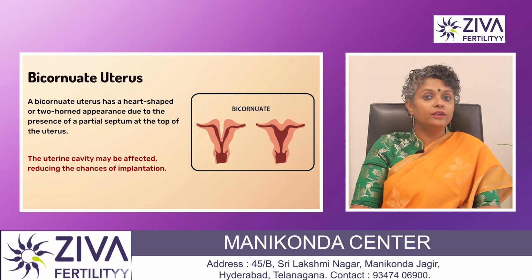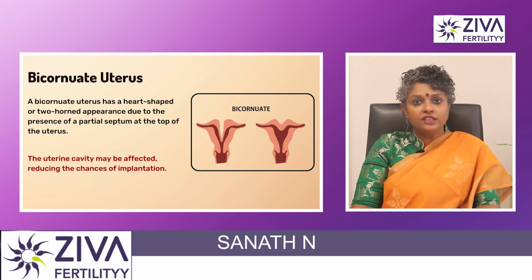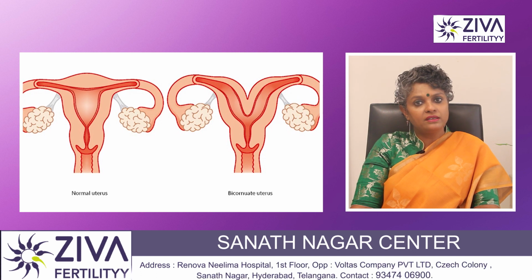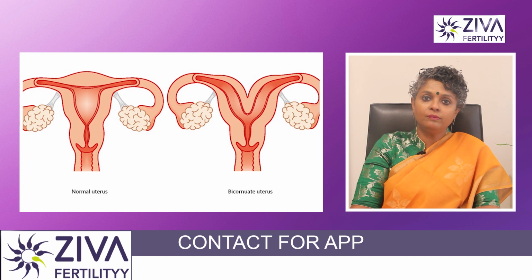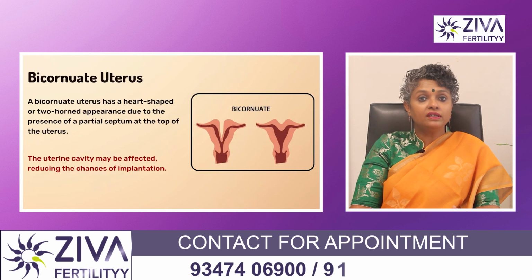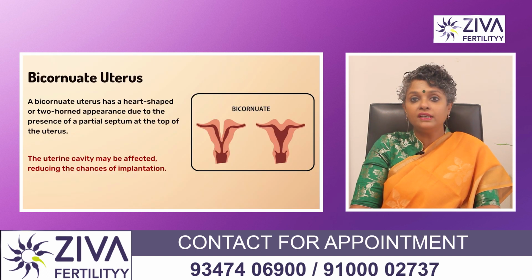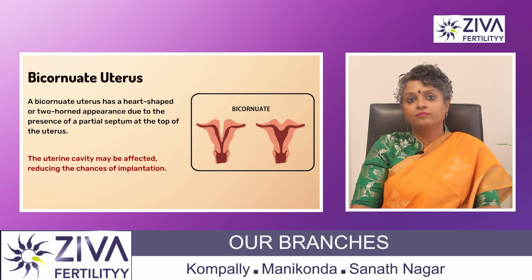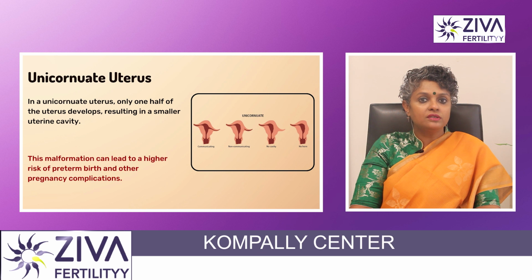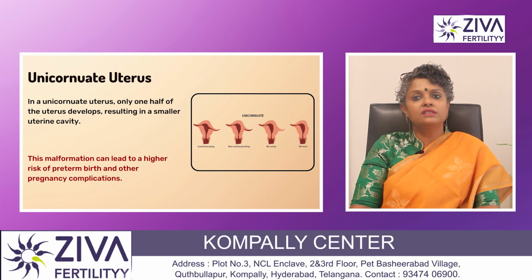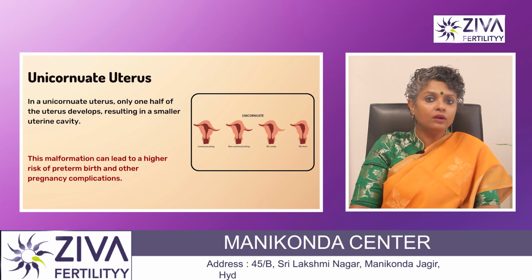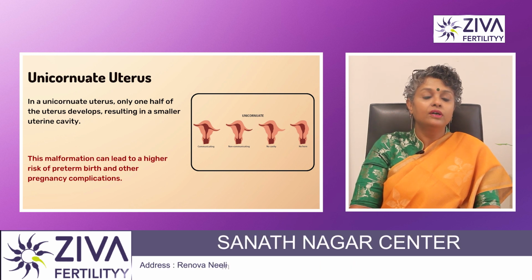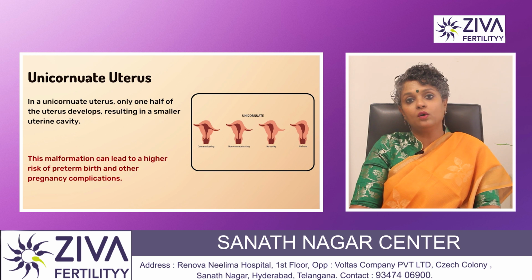Next is bicornuate uterus. In such a condition, the uterus has a heart-shaped or two-horned appearance due to the presence of a partial septum at the top of the uterus. It may affect the capacity of the uterine cavity, potentially reducing the chances of successful implantation. In a unicornuate uterus, only one half of the uterus develops, resulting in a smaller uterine cavity. This malformation can lead to a higher risk of preterm birth and other pregnancy complications.